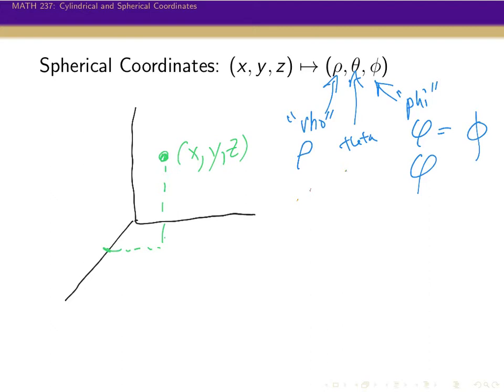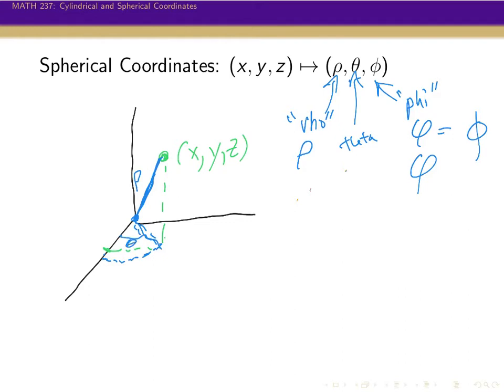Okay, so where are these? Rho has an R sound, kind of like radius, but it's not the radius on the xy plane, it's actually the radius out from the origin. It's a spherical radius, which just means that it's the distance from the origin. So rho is that distance from the origin. Theta is the same thing. It's the angle you went out from the x-axis above the xy plane.